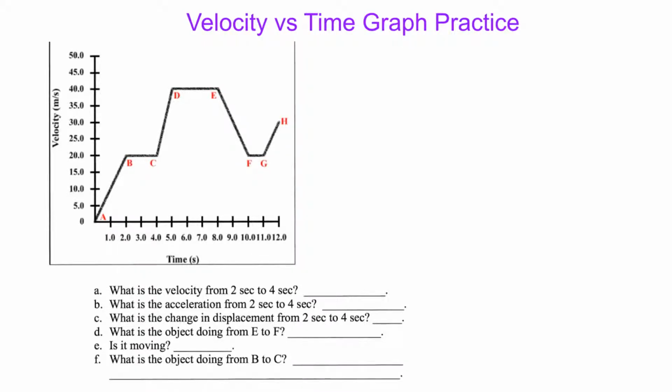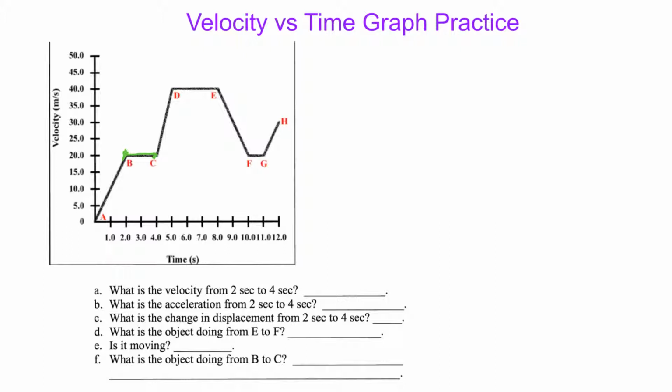Alright, let's do some practice on a velocity versus time graph. First question, what is the velocity from 2 to 4 seconds? So here's 2 seconds, here's 4 seconds. That means we've got that and that. So they want to know the velocity from here to here. What do you think it is?